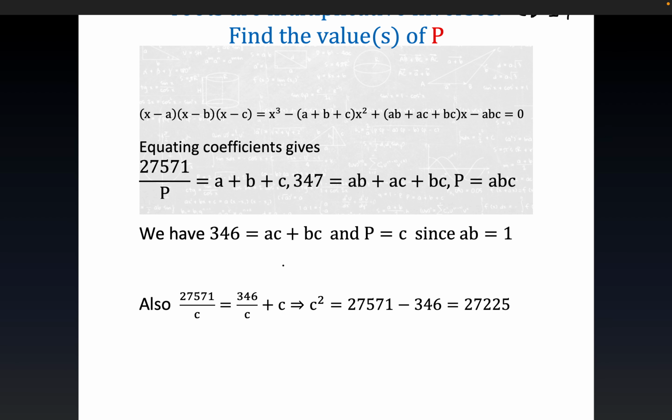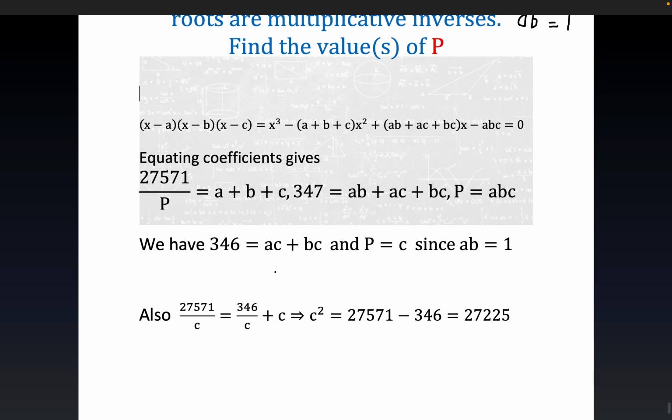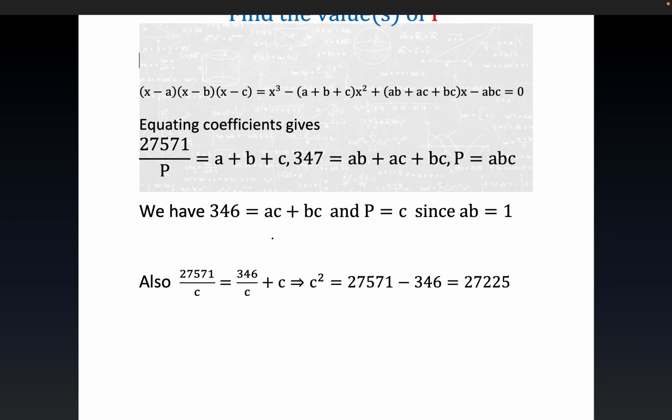Now, what about this piece right here? Well, that is perhaps the hardest one to see, but you can factor out a C, and you have A plus B, or just the sum A plus B, times C, right? It's just factoring out C. Okay, that's a B there, folks. That's a B. A plus B times C. All right? And that's where this 346 over C comes from.